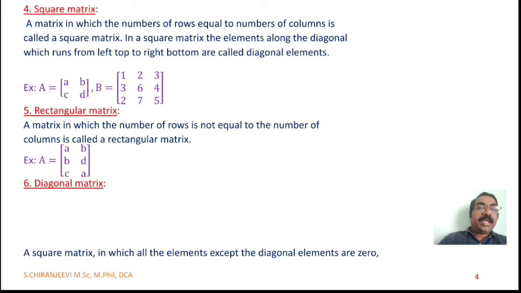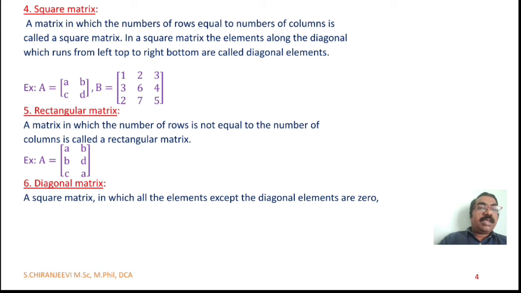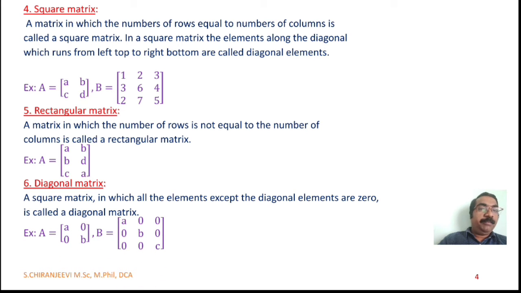Sixth one, diagonal matrix. A square matrix in which all the elements except the diagonal elements are 0 is called a diagonal matrix. Example: A, 0, 0, B. Capital B, A, 0, 0, 0, B, 0, 0, 0, C. See here, the diagonal elements A, B, except the diagonal elements, all elements are zeros. We call it as a diagonal matrix, in which it need to be square matrix.